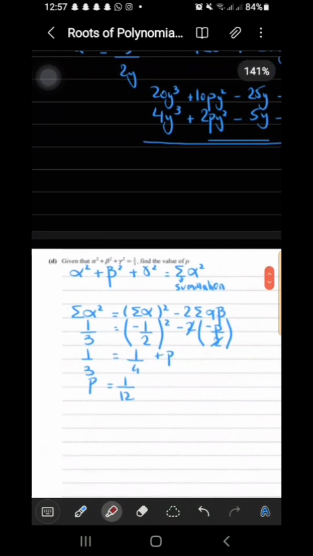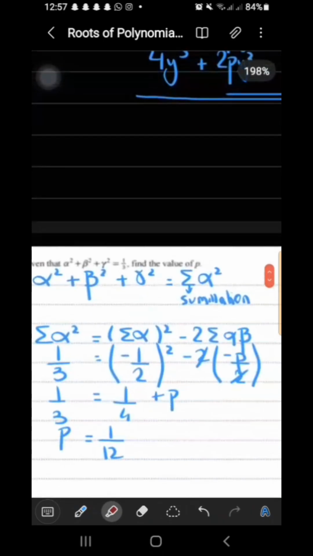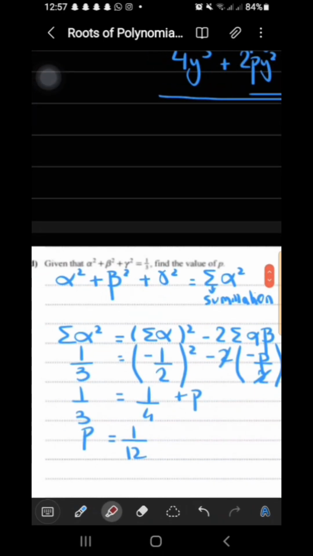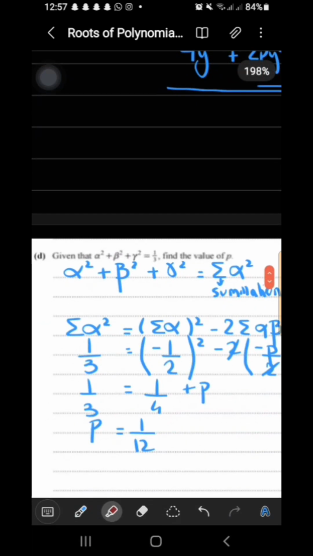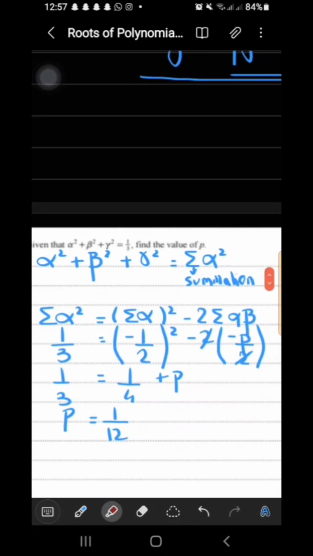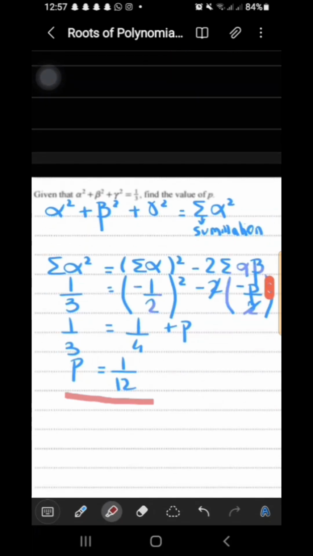Then we moved to the last part of that question, part D, which said that alpha square plus beta square plus gamma square is equal to 1 divided by 3, and asked to find the value of p. We know that the summation of alpha square is equal to bracket open summation of alpha bracket close whole square minus 2 summation of alpha beta. We know the value is 1 divided by 3, we put the value of alpha plus beta plus gamma here, then we inserted the value which we had found in part 1, and we solved further and we got the value 1 divided by 12.